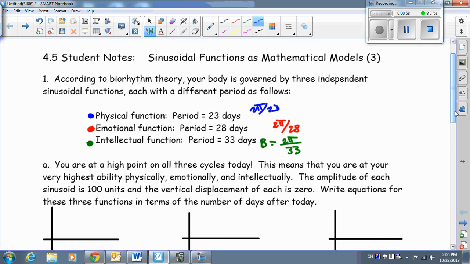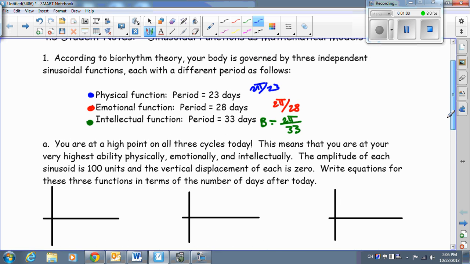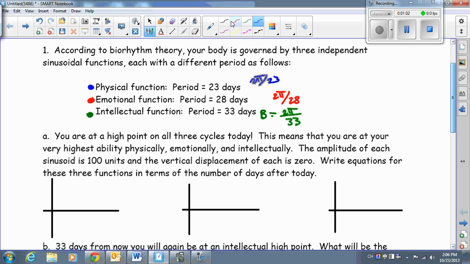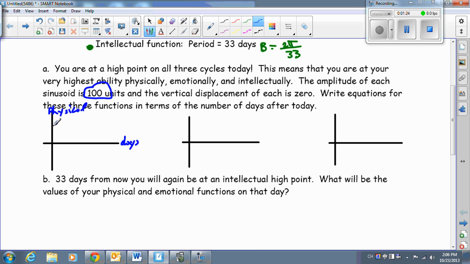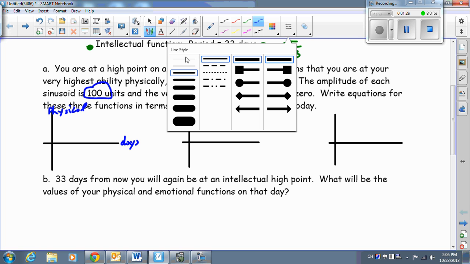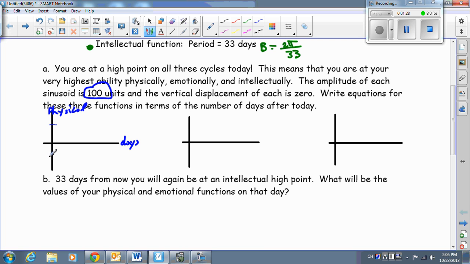With this, I will try to figure out what the equation is, or what the graph will look like. I'll start with the first one, which is physical. So my y-axis represents my physical, and this represents the number of days. So if I want to graph this one, I know that my amplitude is 100 units. So I will have 100 above and below. So this is 100 and this is 100.